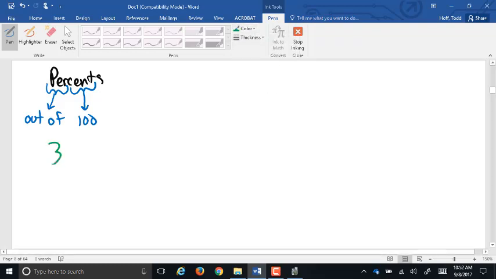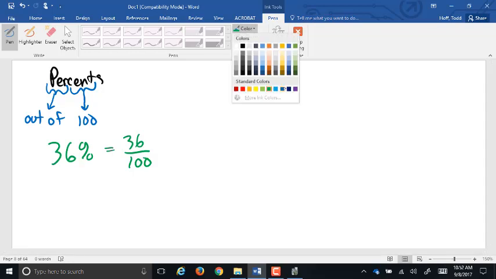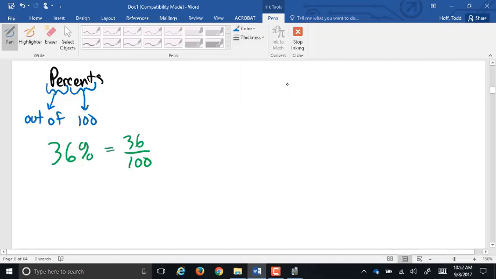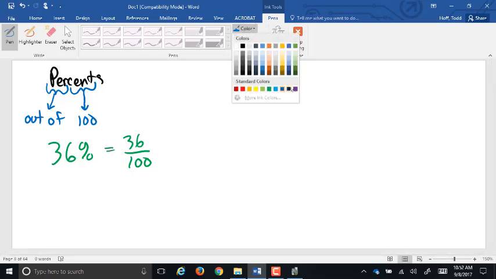So if you have 36%, that literally means 36 over 100, out of 100. So it's a fraction or a ratio. In fact, it's that simple to convert a percent into a fraction. We just put it over 100 like that.